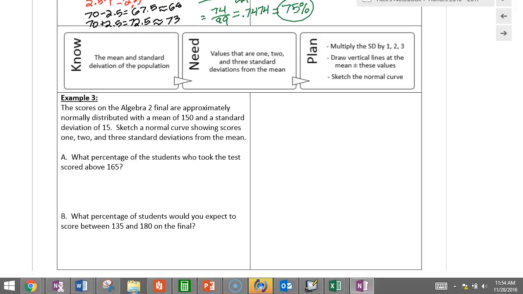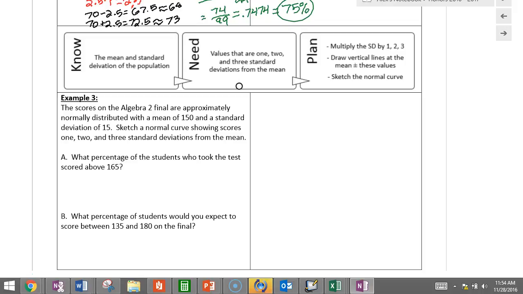If we know the mean and standard deviation, then we just need the values that are 1, 2, and 3 standard deviations from this mean. So therefore, we'll multiply our standard deviation by those numbers, draw the lines that are the mean plus that and the mean minus that, and then we will sketch the curve. Okay? So let's look at example 3.